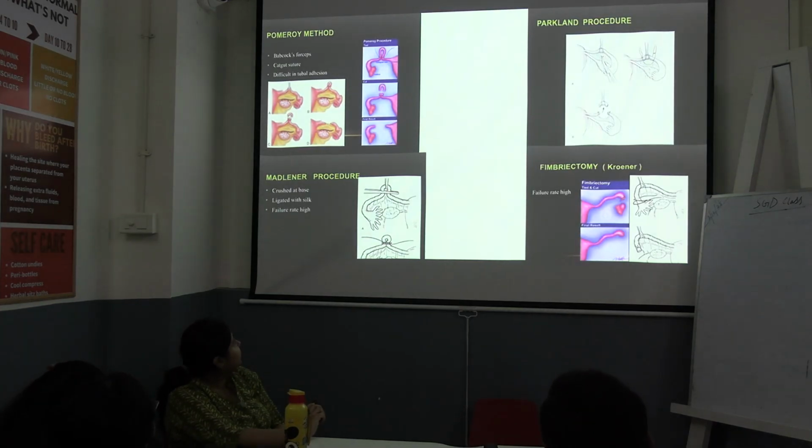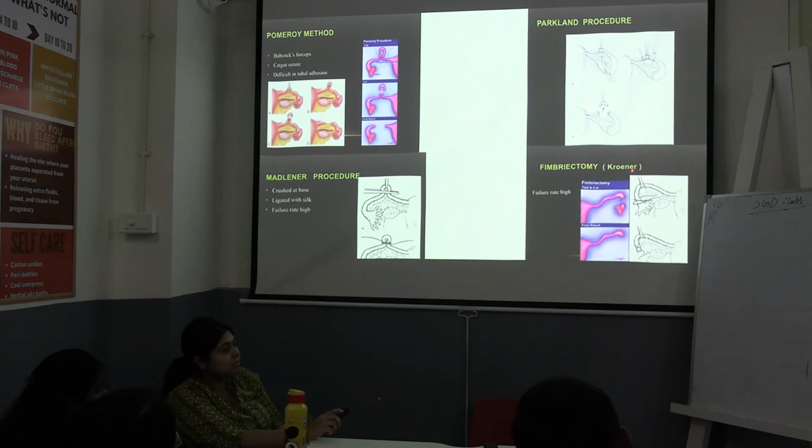Whereas, what was happening in Madlener? See, the tubes are very close together, right? In any case of ligature slippage or anything, it regains its normal anatomy. So chances of failure were more. Here also the chance of failure is very high. See, only the fimbrial portion has been removed, nothing else is removed. Still she can ovulate and the ovum can travel through the tube and get fertilized and implanted.